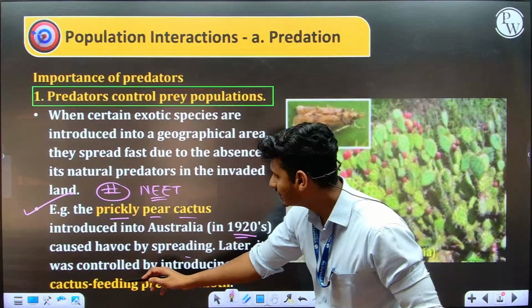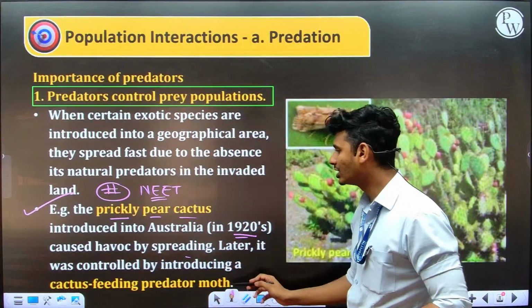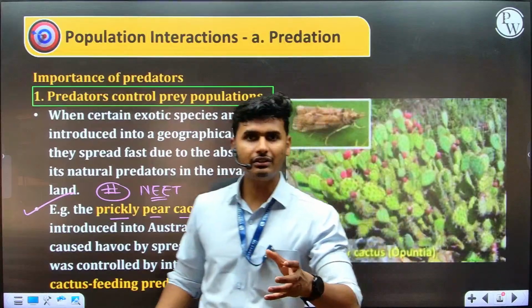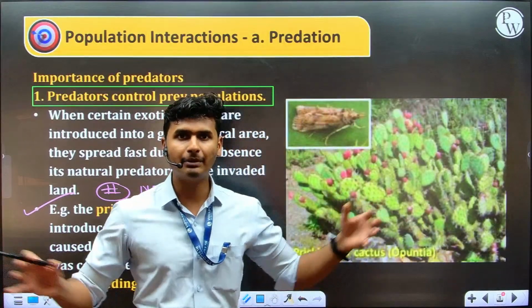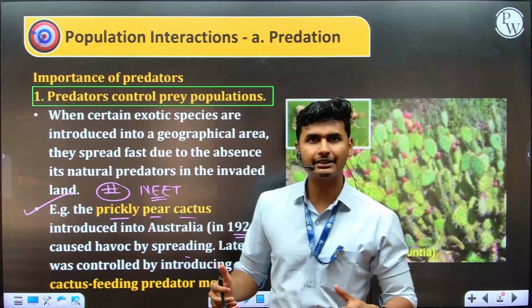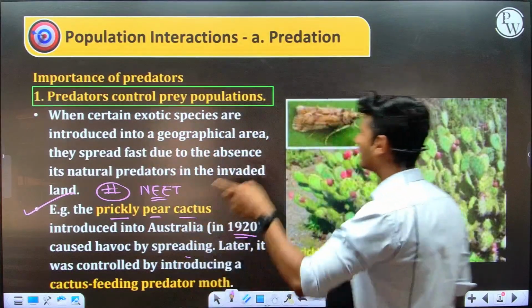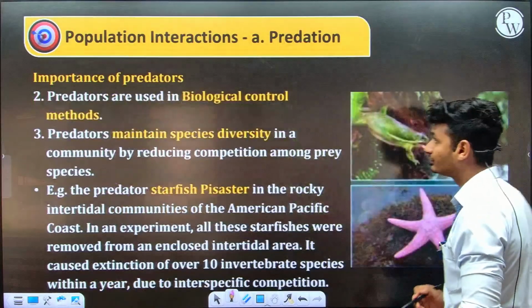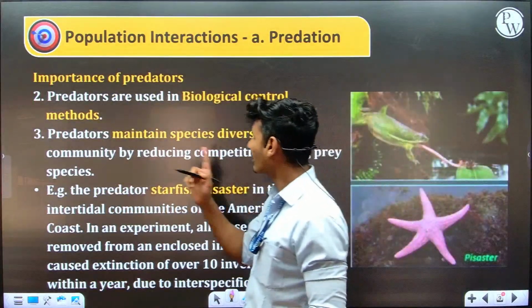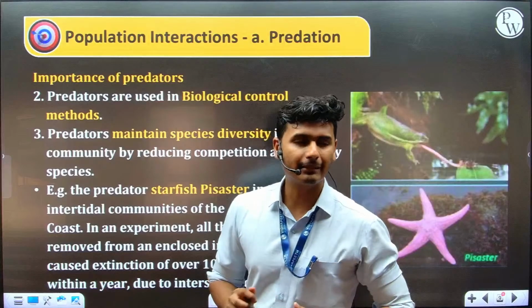So the moth, a cactus-feeding predator moth. After the introduction, ultimately the population of prickly pear cactus was controlled easily. So this is a predator controlling the prey population. Now, the importance of predator. What is the importance of predator?